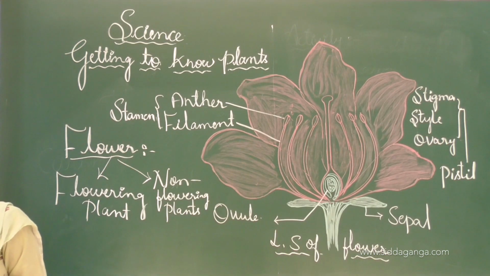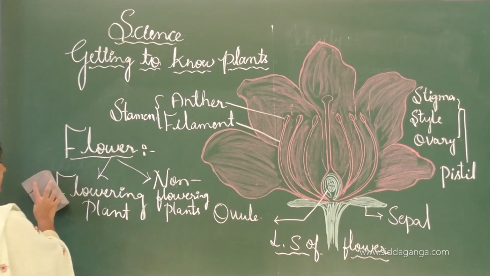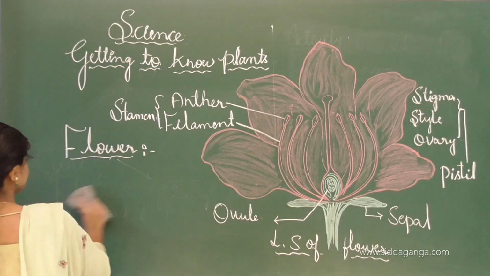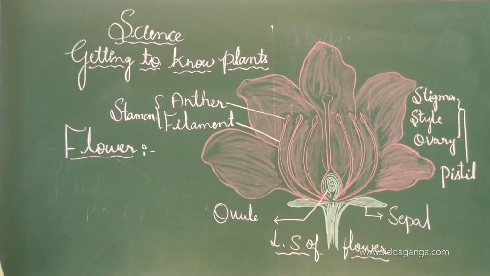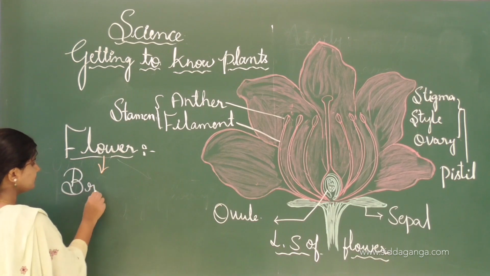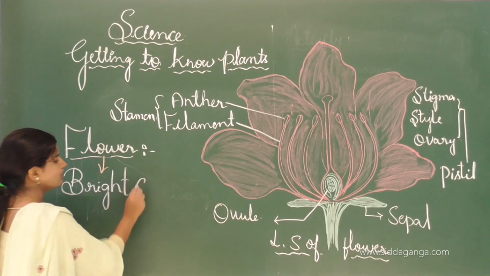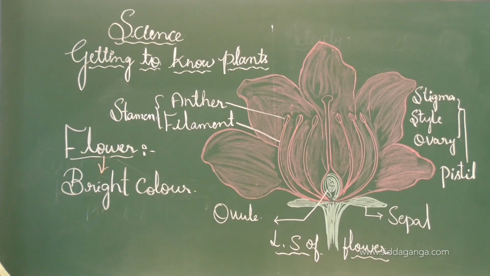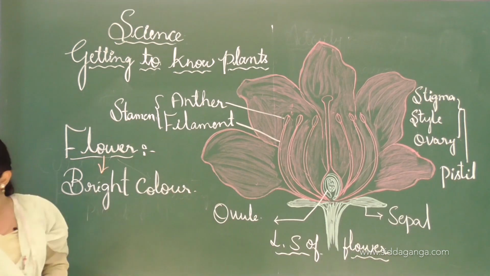Most of these plants have brightly colored flowers. These flowers differ in shape, size, and also structure. Flowers are bright in color, and the flower is also called the organ of reproduction. It is very important.